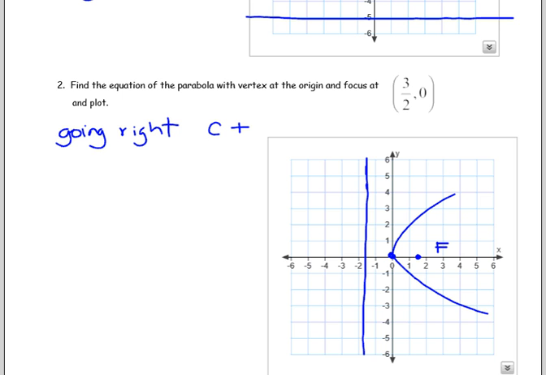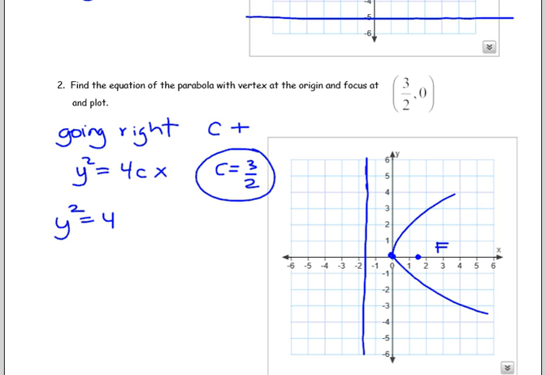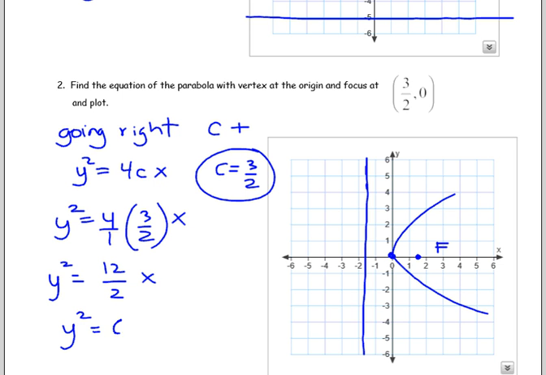You can start with your rule. So your rule is y squared is equal to 4cx. And if your focus is at 3/2, then you know that c is equal to 3/2, right? So when you write down your rule, it's going to be 4 times 3/2 times x. You don't leave it like that because you know how to multiply fractions. When you multiply fractions, you do the top with the top, the bottom with the bottom. So you get 12 over 2. But really, you should write it like 6x. So that would be your equation.